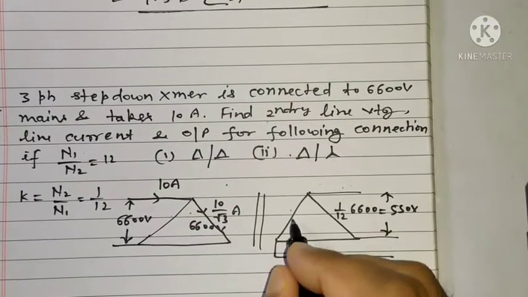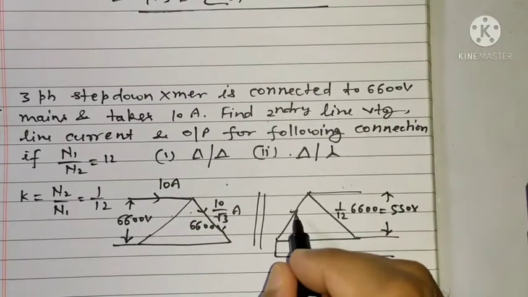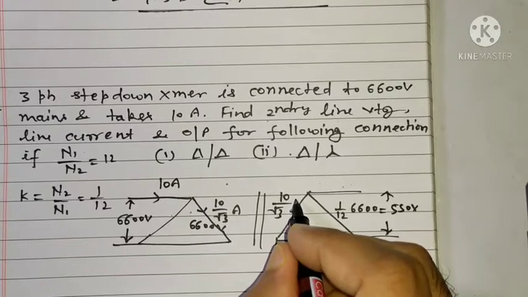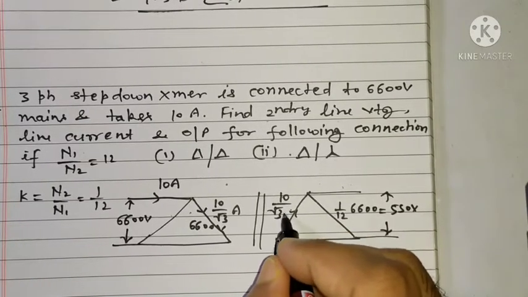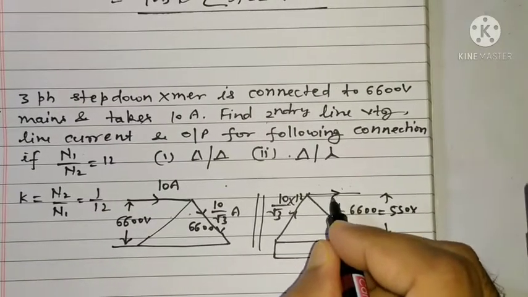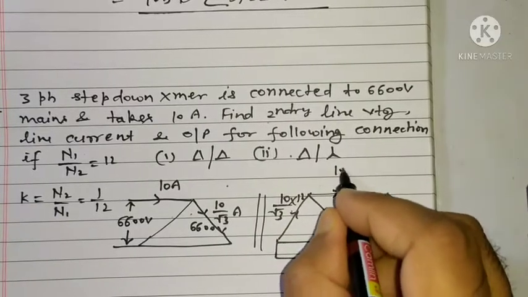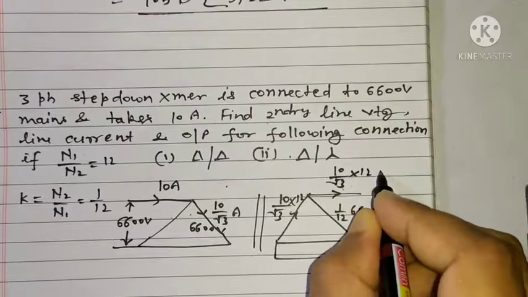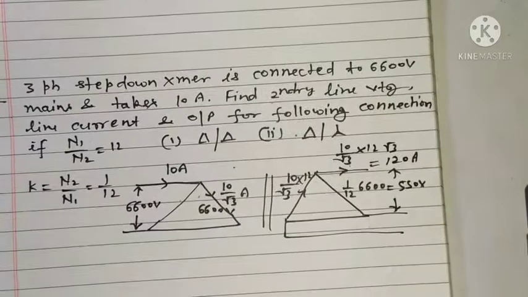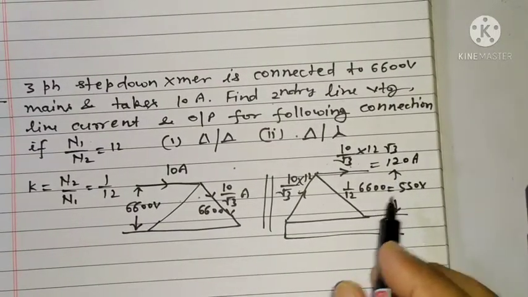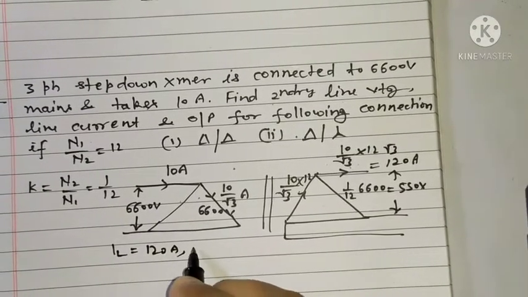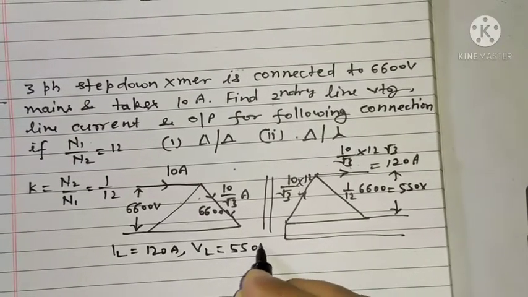And this phase current 10 by root 3 will be transferred here. I2 will be I1 by K, so that will be 10 by root 3 divided by K. So it will be multiplied by 12, since 1 divided by K means divided by 1 by 12, that is nothing but 12. And the line current here will be root 3 times this current. So 10 by root 3 into 12 into root 3 comes as 120 ampere. So we got the line current and line voltage: the line current is 120 ampere and the line voltage is 550 volt.